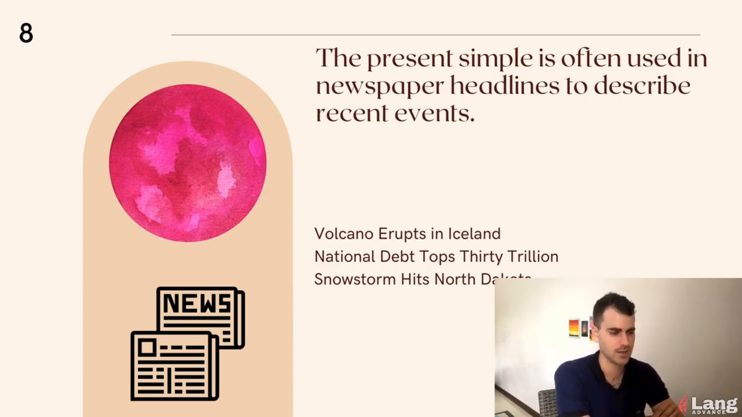For example, volcano erupts in Iceland. Actually, the volcano erupted in the past, but the headline uses present simple. National debt tops 30 trillion. Snowstorm hits North Dakota. All these events have been happening in the past or happened in the past. So they only use present simple because it's in the headline of the newspaper.